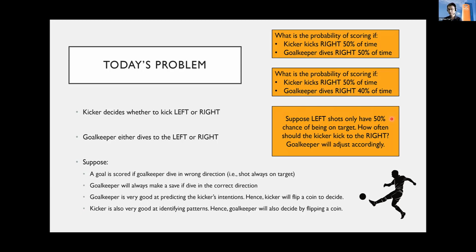Okay, and so for this particular question, we want to ask, under this situation, how often should the kicker kick to the right? 50% of the time, 40% of the time, 60% of the time, or what? That is going to be the third question that we are interested in. And of course, the results are going to depend on how the goalkeeper decides as well, right? But following from our assumption, understand that the goalkeeper is going to be very good at understanding what the kicker is going to do, and so the goalkeeper is just going to adjust accordingly.